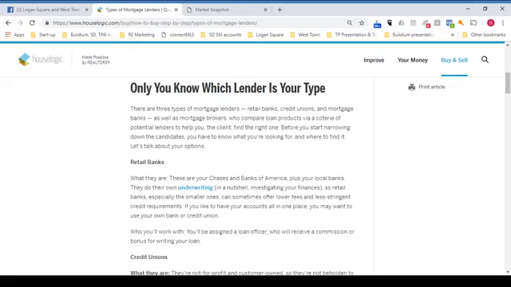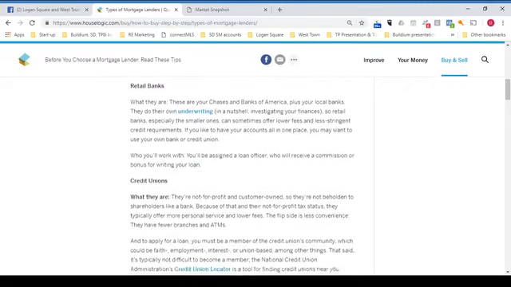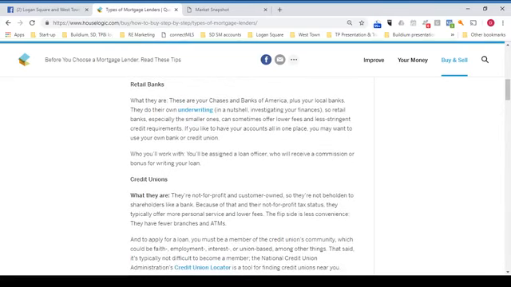Now, before you start narrowing down the candidates, you have to know what you're looking for and where to find it. Let's talk about your options. Retail banks. Now, what are they? They're your Chases and Banks of America, plus your local banks. They do their own underwriting, in a nutshell, investigating your finances. So retail banks, especially the smaller ones, can sometimes offer lower fees and less stringent credit requirements.